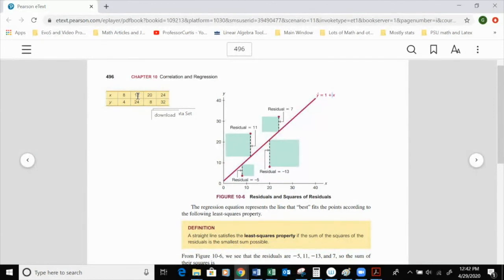This one, the x is 12, and the point is right here. The y was actually 24. If we use the prediction of the regression equation, we say 1 plus the x value of 12. 1 plus 12 is 13, and here's the point 12, 13. And you say, how far is it from 24 to 13? 24 minus 13 is 11. So there's the residual. There's a residual, there's a residual, there's a residual.